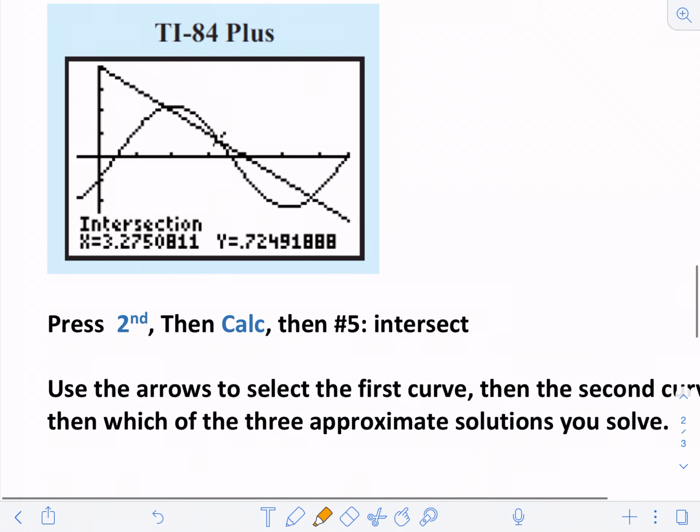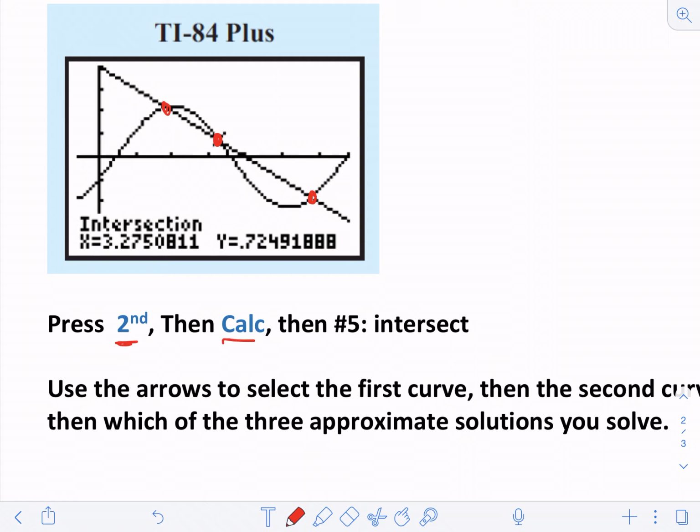So how do I find the intersections? What I'm looking for is this point right here, this point right here, and this point right here. I'm looking at the x values as to where those intersections occur. So the way to do that is press the second key and then press the trace or the calc button. So second calc, and then go down to number 5, which is intersect.